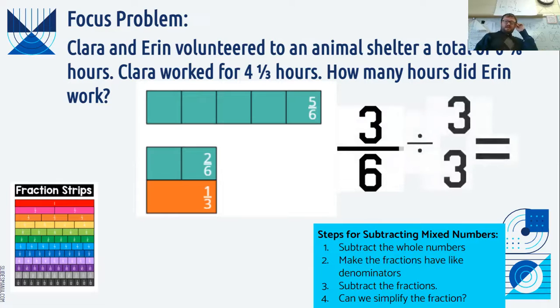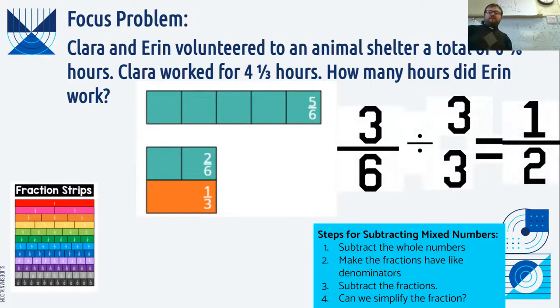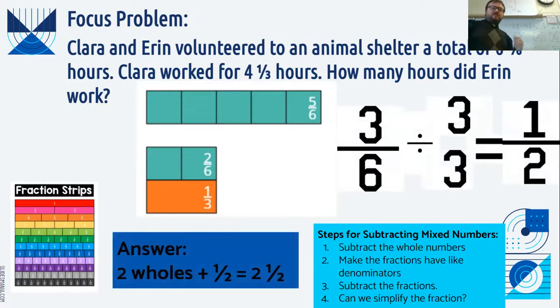We get 3/6. And then we divide them both by 3 because it's a multiple of 3, and we get 1/2. So the answer is 2 wholes plus 1/2 equals 2 1/2.